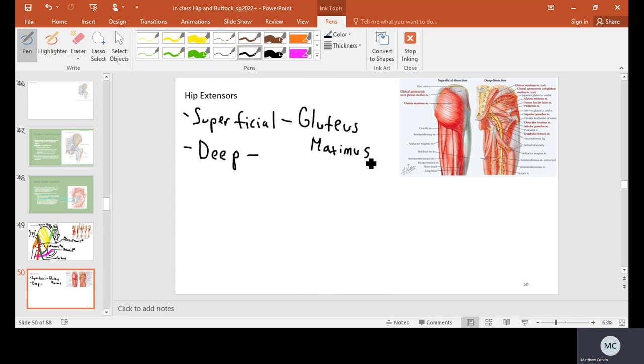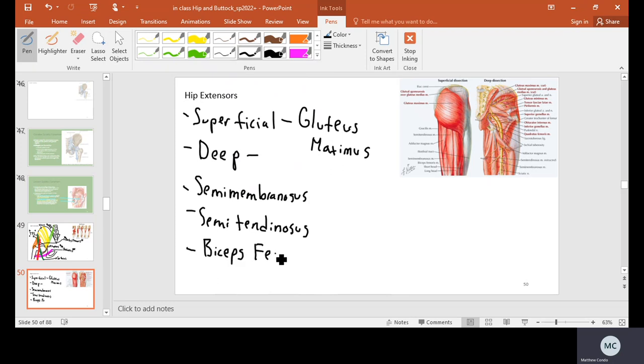For the deep section, I'm going to see a whole bunch of stuff. Get ready. Okay, we ready? Okay. Semimembranosus. Semitendinosus. And biceps femoris. Now, collectively, we know those in layman's terms as the hamstrings.